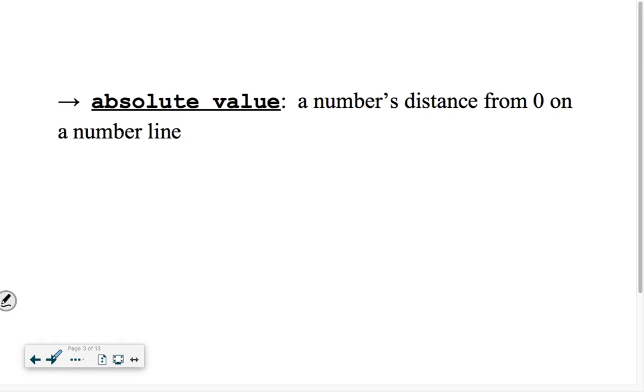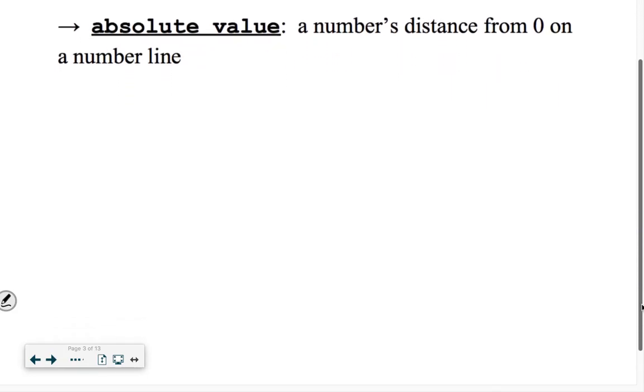Absolute value, adding another twist. A number's distance from 0 on a number line. It doesn't matter if we're talking negative or positive, how far is it from 0? And with distance, we don't refer to negative distance. We refer to distance in the positive manner. I'm 3 feet, I'm 4 feet. You might say to the left, to the right, or behind, but we say it in positive terms.